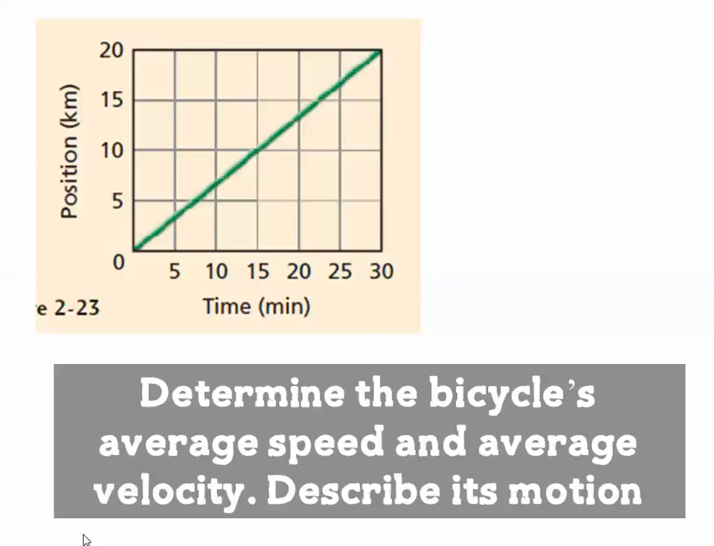Go ahead and try this one on your own. Hopefully you receive an answer of something like 0.67 kilometers per minute for both your speed and velocity. And you realize that the motion is starting at the origin and moving at a constant speed forward at that rate of speed.